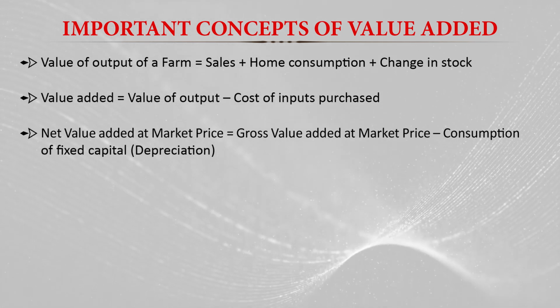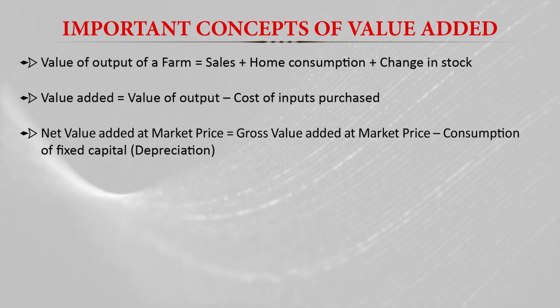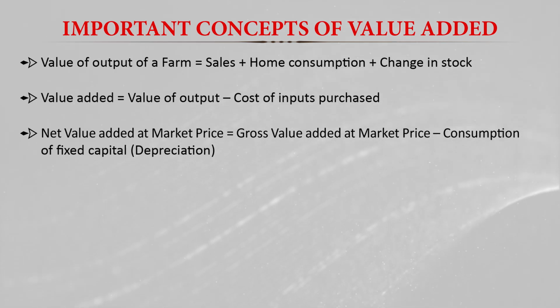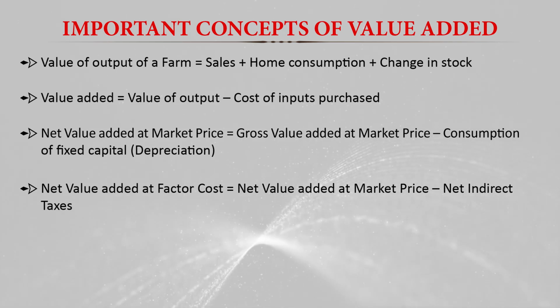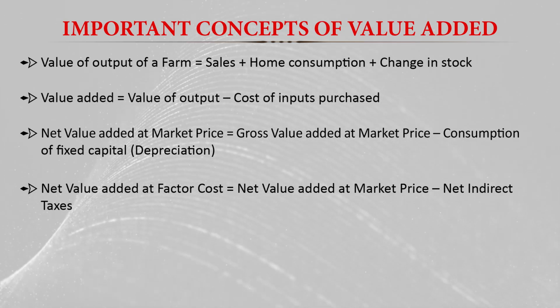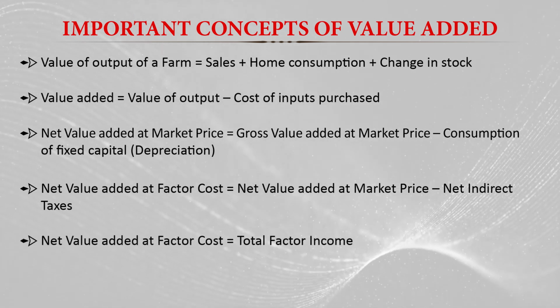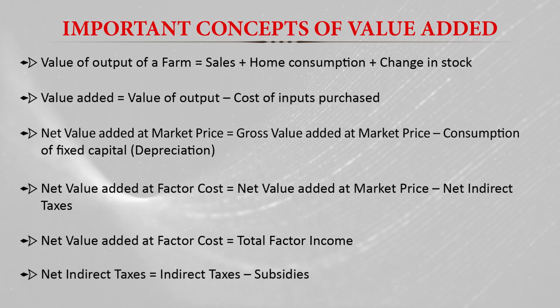And net value added at market price is basically the gross value added at market price minus the consumption of fixed capital. Consumption of fixed capital means the depreciation, so we subtract the depreciation to get the net value added. And net value added at factor cost is basically the net value added at market prices minus the net indirect tax. Net indirect tax means indirect tax minus the subsidy. So net value added at factor cost is basically the total factor income.